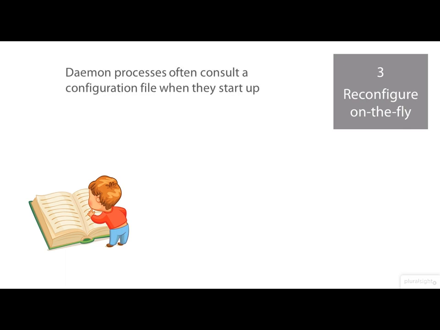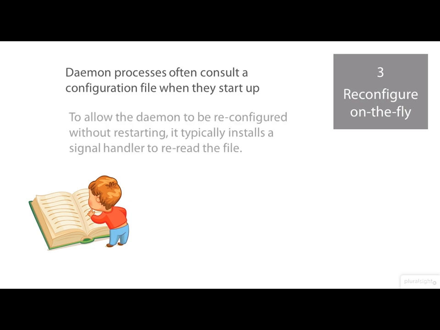Suggestion number 3. Reconfigure on the fly. Now, many system services have a configuration file that they consult when they start up. If you subsequently edit that file, the daemon isn't magically going to notice that it's changed. So some daemons are written to respond to the SIGHUP signal by rereading that file.